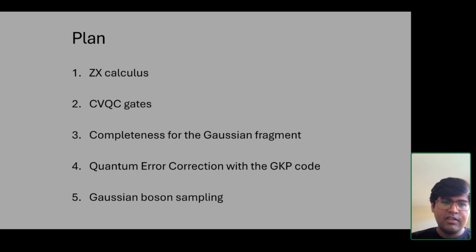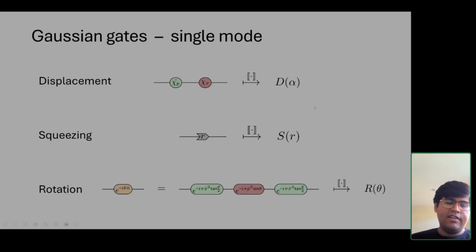Now you can see how gates are represented. The first gates that we are interested in are the Gaussian gates, the gates that are analogous to the Hilbert gates on a single node. For that, we have the displacement, which is simply a shift in X and a shift in P put together. We also have squeezing, which simply corresponds to a multiplier. And finally, we have rotation, and there are two ways of writing this rotation based on the Euler rule.